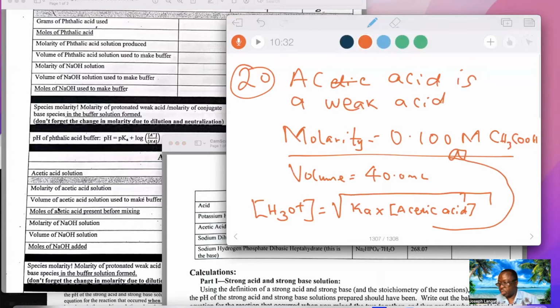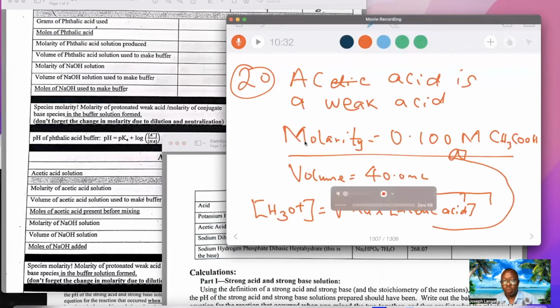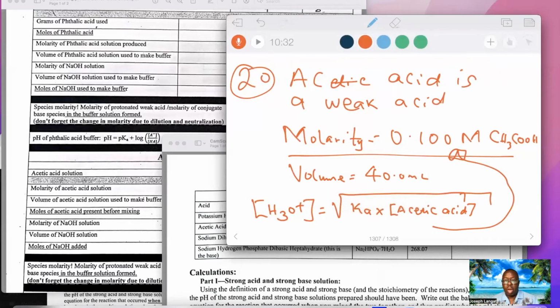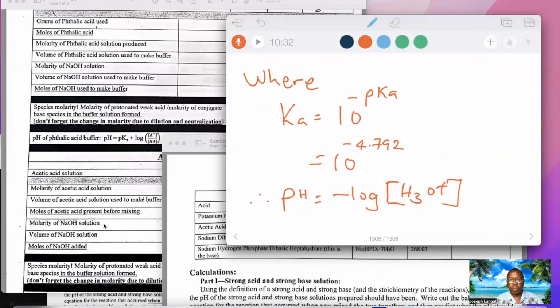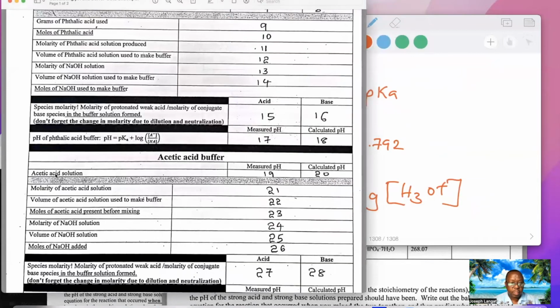This is number 20. You need to understand that this is a weak acid and there is no way you'll just take the negative log of the hydronium concentration; that is for a strong acid. This is a weak acid. You have to find the hydronium concentration given Ka. If you are not given Ka, you need to use this equation to find the Ka. Then take the negative log of that. You have the pH of your acetic acid solution.